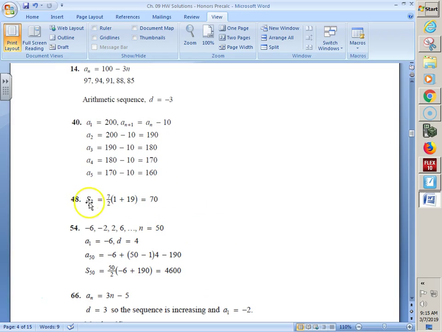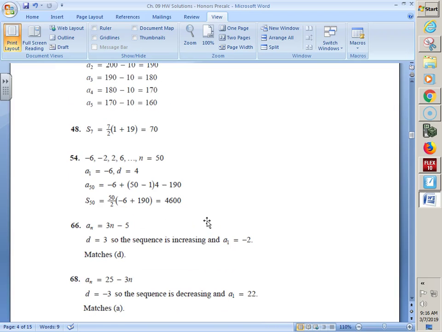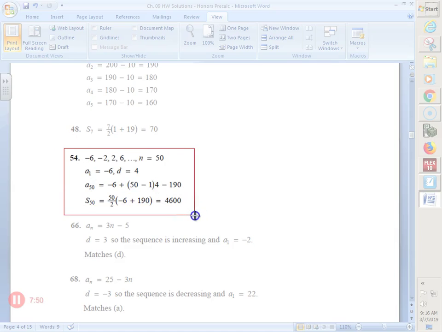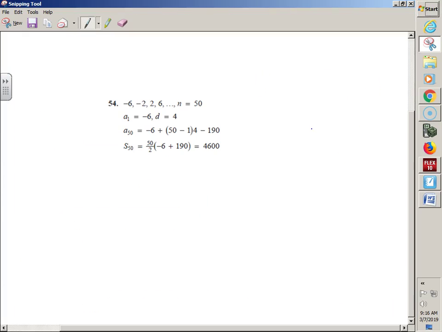Number 48, you were finding the 7th partial sum, plugging in 7 for n, but also needing the 7th term, the first plus the 7th, added together, divided by 2, or by n over 2. Number 54 was also a plug and chug, but 54 was a bit harder. Did anybody figure out why 54 was a bit harder and required a bit more work? They were trying to find the 50th sum. But to find the 50th sum, does anybody have either in your notes or in your memory, what's S sub n's formula for an arithmetic sequence?